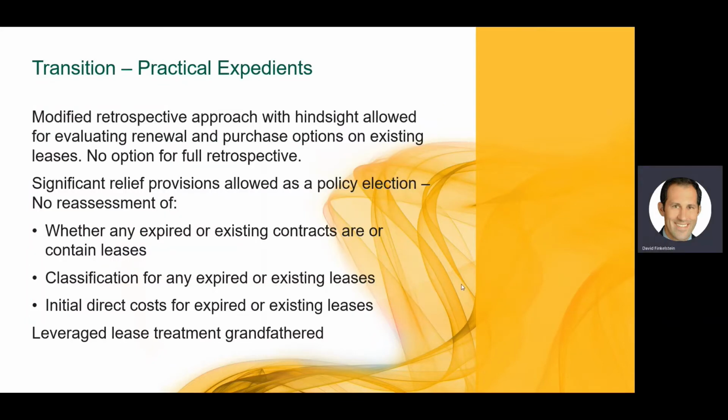Practical expedients are allowed under 842 as it relates to making the transition easier. We have the modified retrospective approach with hindsight. This allows for the evaluation of renewal and purchase options on existing leases. We have the significant relief provisions that relate to policy elections, where you have no required reassessment of expired or existing contracts, whether they are or contain leases, the classification of any expired or existing leases, and the consideration of initial direct costs for expiring or existing leases, and leverage lease treatments are still grandfathered in.